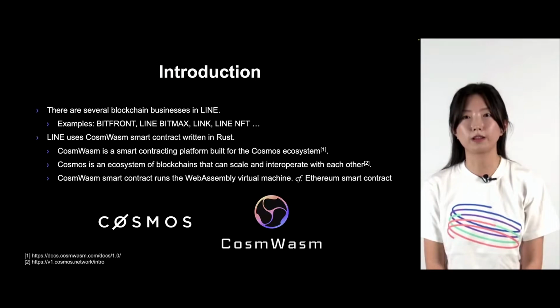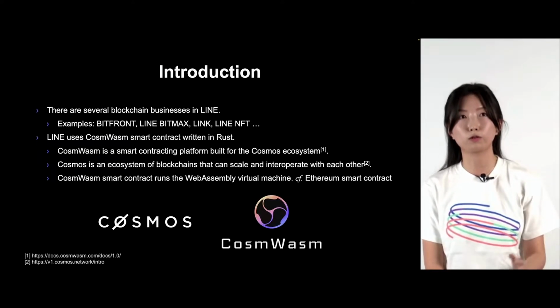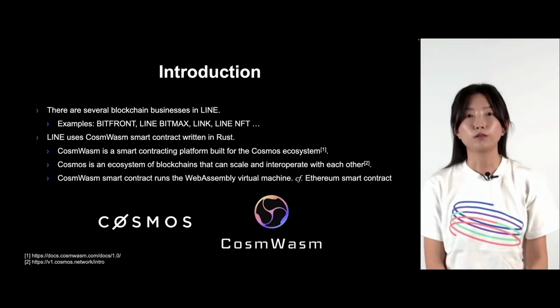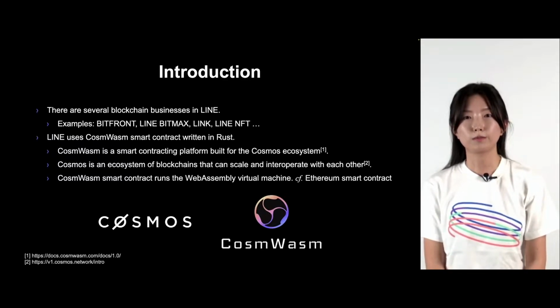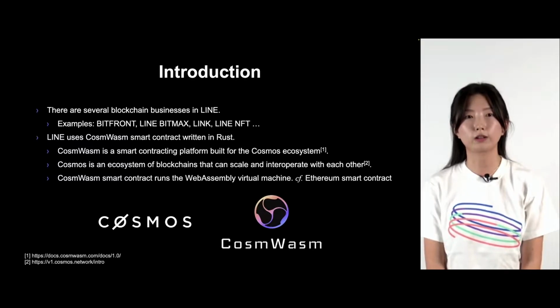So when CosmWasm smart contracts are compiled, they are converted to WebAssembly bytecode. An Ethereum smart contract is created using a high-level language called Solidity, and after compiling, it is converted into EVM bytecode and can be run in the Ethereum virtual machine. So CosmWasm smart contracts and Ethereum smart contracts run in different environments, and their operation methods are completely different.